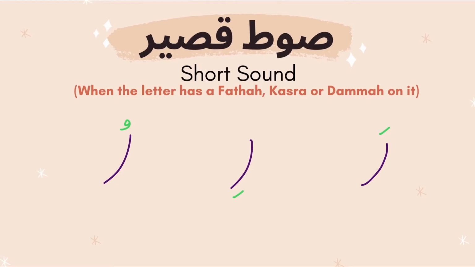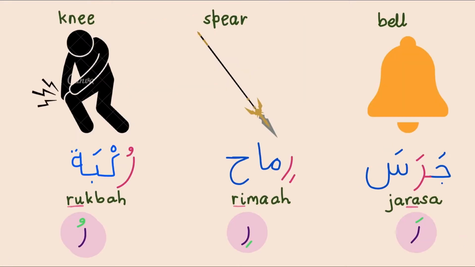The letter Ra. It is very easy to write it. You can write it in one stroke. That's it. The letter Ra. We have Sawt Qasir when the letter has Fathah, Kasra or Dammah on it. Ra Fathah Ra, Ra Kasra Ri, Ra Dammah Ru, Ra Ri Ru.